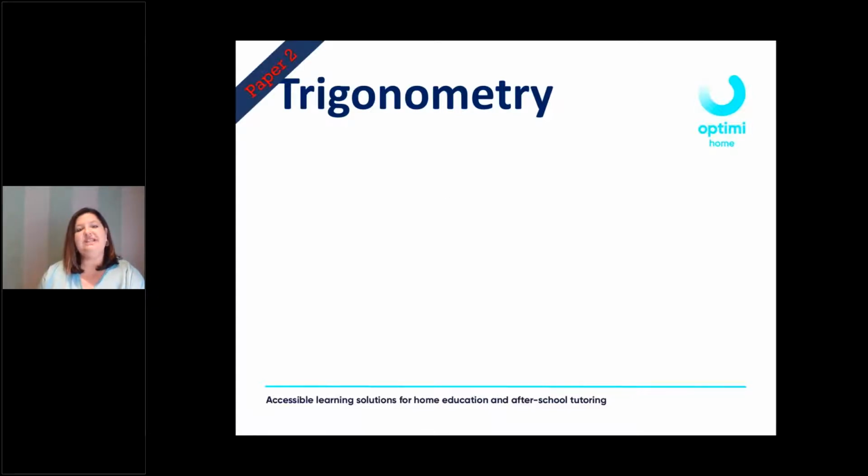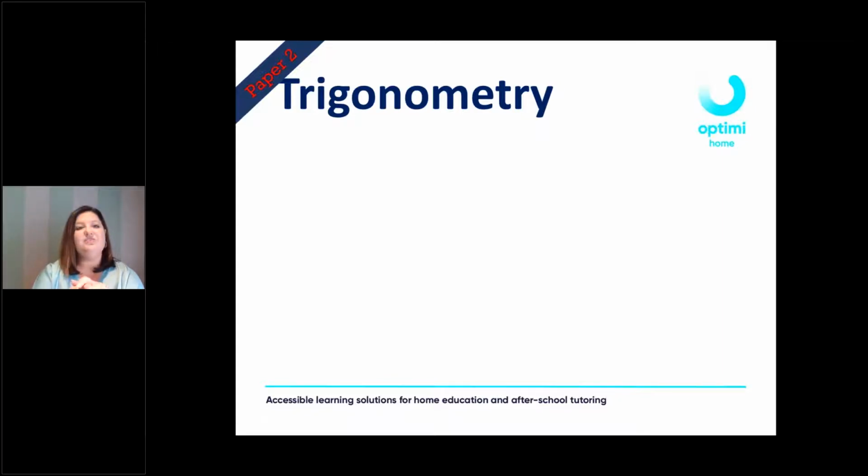Right, trigonometry is part of paper 2. Now, this does not mean that you will see no trigonometry in paper 1. The difference between the two is that in paper 2 you will use trigonometric skills and you will do pure trigonometry. Paper 1, it is integrated with your algebra.